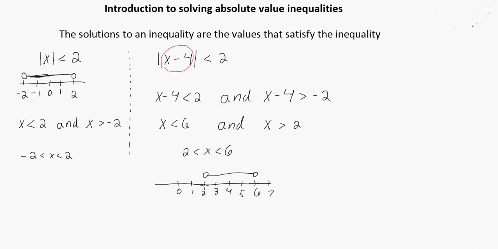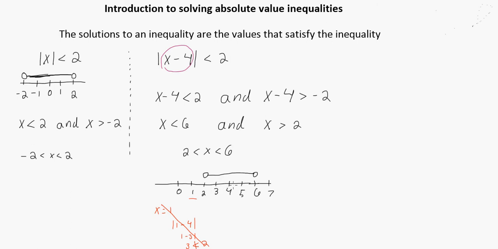A quick way to verify that, and this doesn't completely verify it, but we can spot check some numbers. So for instance, if we wanted to see if 1 is a solution, we plug 1 into the original inequality, x equals 1, and I see that the absolute value of 1 minus 4 is the absolute value of negative 3, which is 3, which is not less than 2. So I know that this is not a solution, which is what my answer tells me.